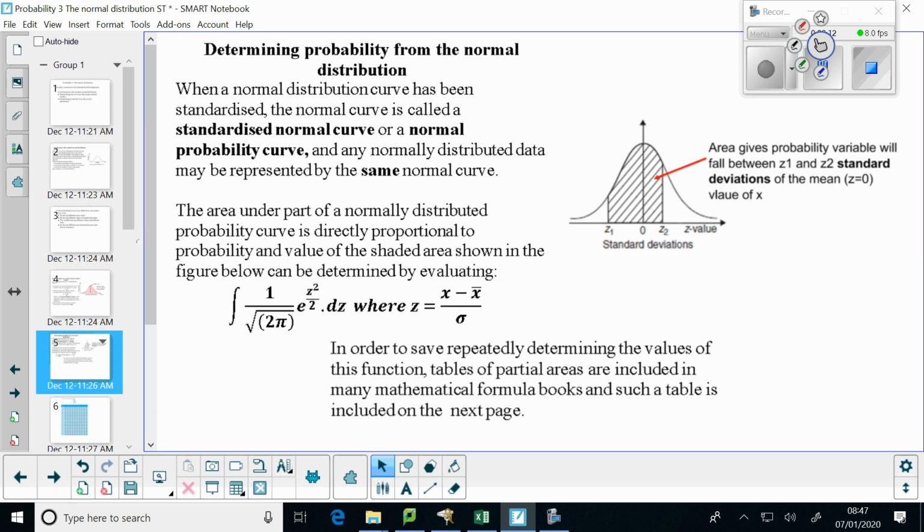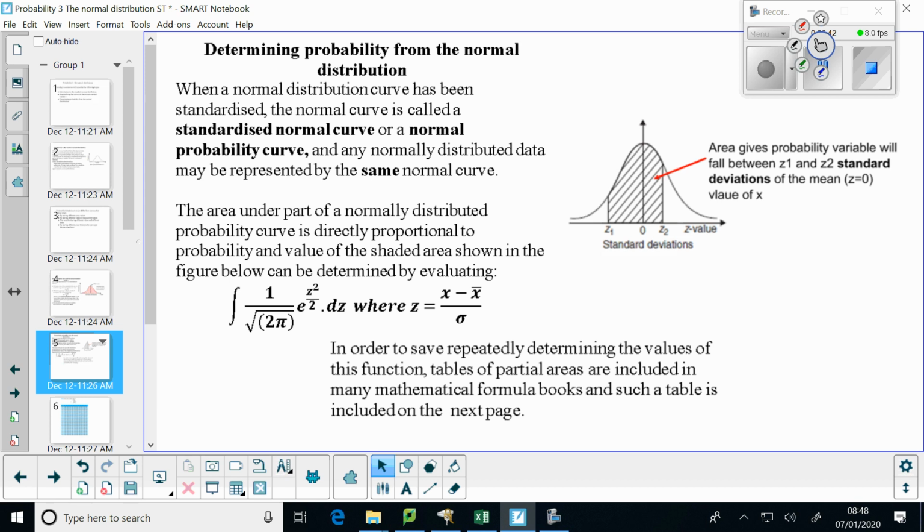Normally distributed data can be represented by the same normal curve. The area under part of the normally distributed probability curve is directly proportional to the probability. The value of the shaded area shown in the figure below can be determined from that formula, which you aren't going to do at this stage. We are studying calculus, so that's finding an integral, that's what that slide means.